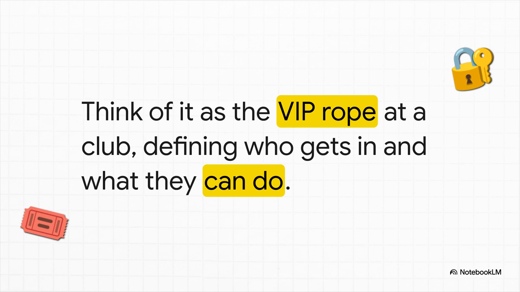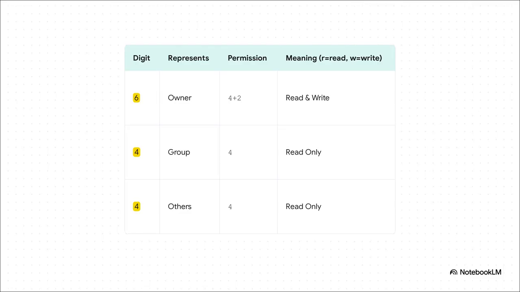Let's use an analogy here. Think about file permissions like the security at a nightclub, right? There's a VIP rope, there are different rules for the club owner, for the staff, and for the regular guests. That number 644 is basically the bouncer's instruction sheet. So here's how we read the bouncer's instructions. Each digit in 644 is for a different group. The first one's for the owner, the second for the group, and the third for others.